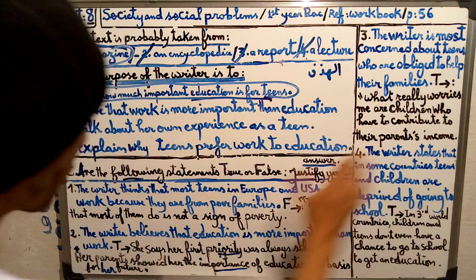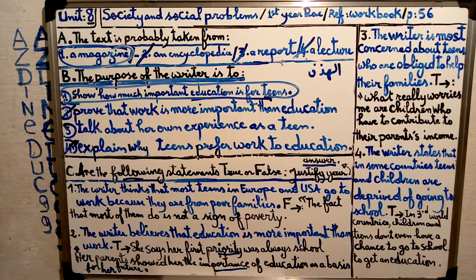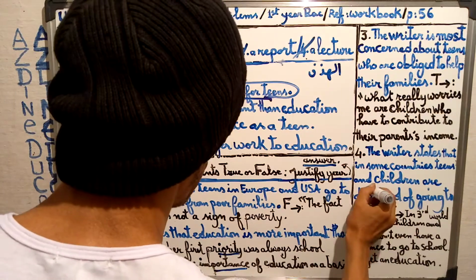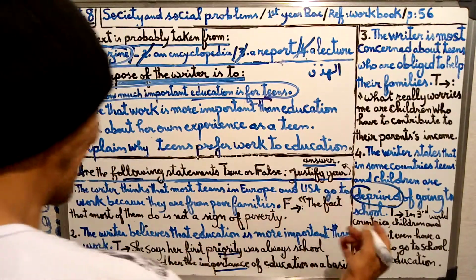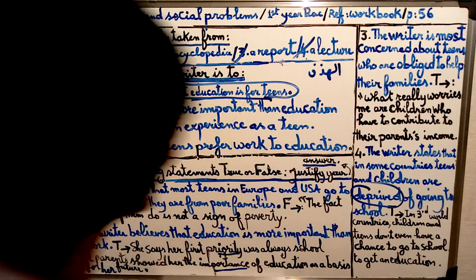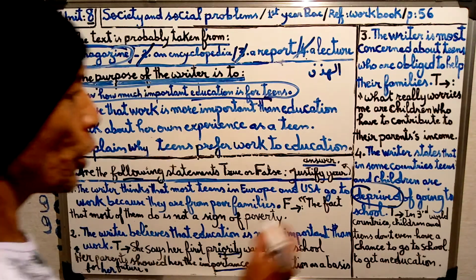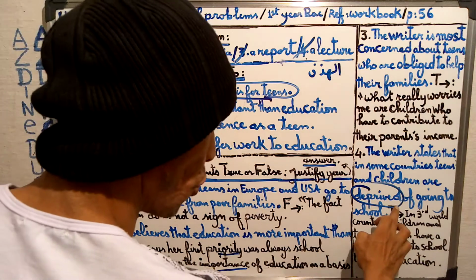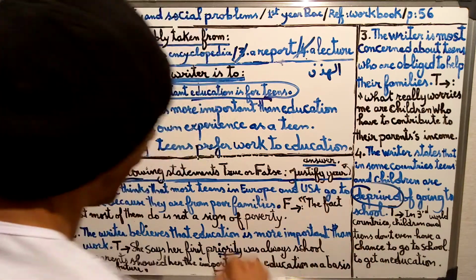Number four: the writer states that in some countries teens and children are deprived of going to school. Deprived means محروم من. For example, I'm deprived of the right of having a wife, for example. Let's repeat: the writer says that in some countries, teens and children are deprived of going to school, or of education. True. صحيح.